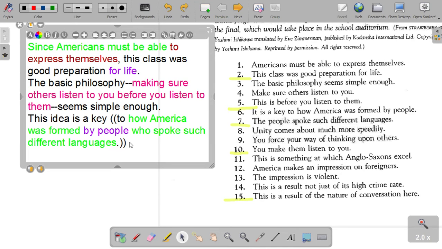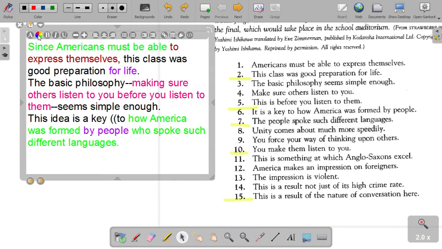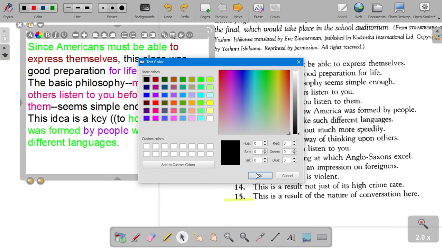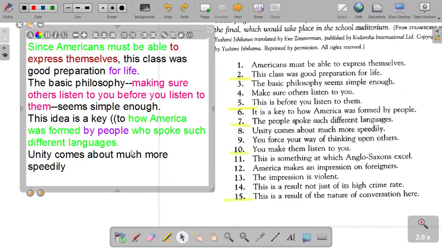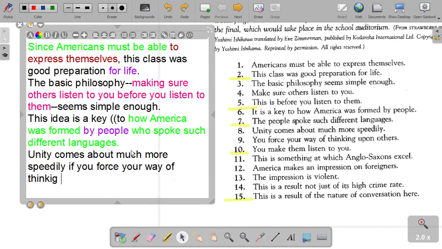Actually, you know what? Yeah, we'll just leave it as is. That's fine. Okay, so let's go ahead and talk about how to start off the sentence. Let's just start off with how they have it. Unity comes about much more speedily. What could we put after that? How do we combine 9 and 10 to number 8? So unity comes about much more speedily. If you force your way. Yeah. If you force your way of thinking upon others, and yeah, or just make them listen to you. Good.